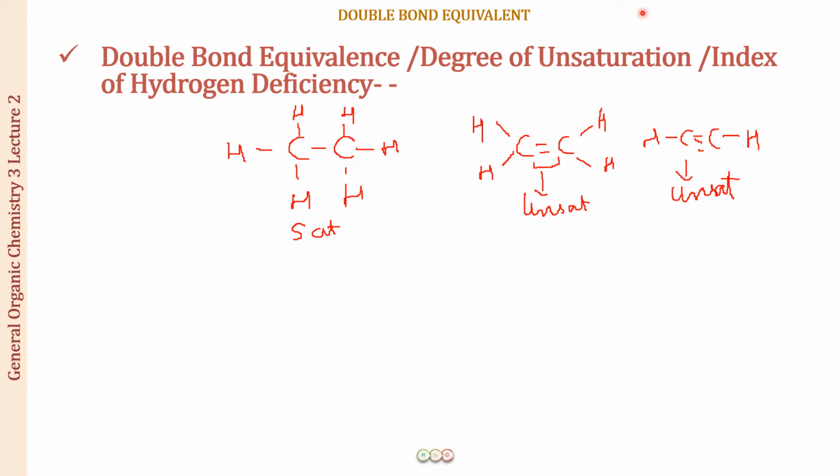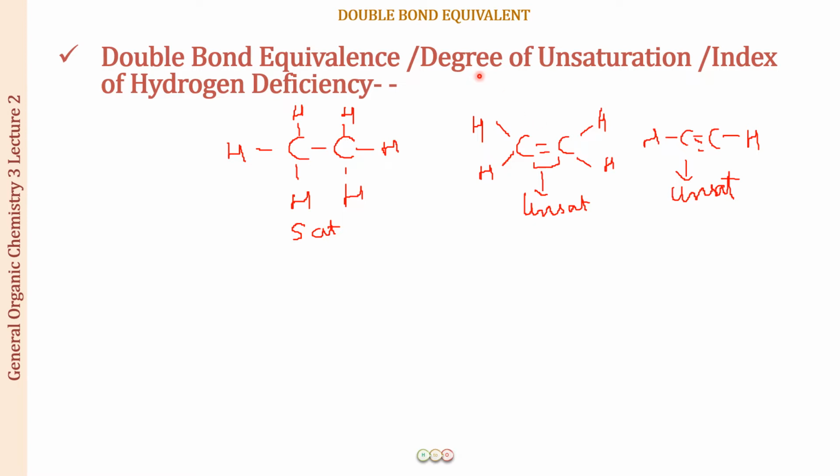Alright. The next term is also called the index of hydrogen deficiency. So this is C2H6, right? When we move on from C2H6, instead of a single bond between the two carbons, we have made a double bond. And when we made a double bond, we removed two hydrogens, right? So this was C2H6, this is C2H4. There has been a reduction in the number of hydrogens, right?